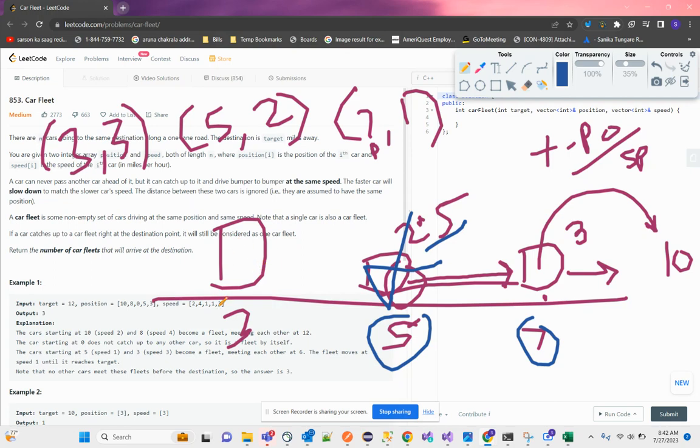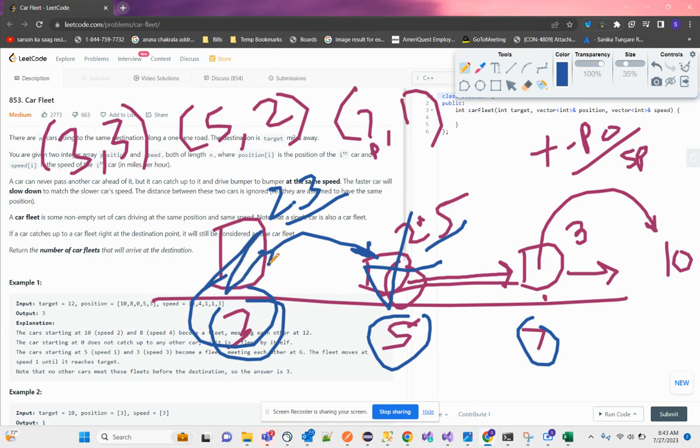Same thing, we are going to calculate the current time of the position 3, that is 10 minus 3 divided by 3, which becomes 2.3. And same thing, this car is going to collide with this particular car, and then this car will have the speed of this car, which is 2, and then it is going to collide with this, which is again having the speed of 1. So all these cars become one car fleet, and since the time is less than the ahead car, we are going to remove this car as well and say that this is going to be a car fleet.